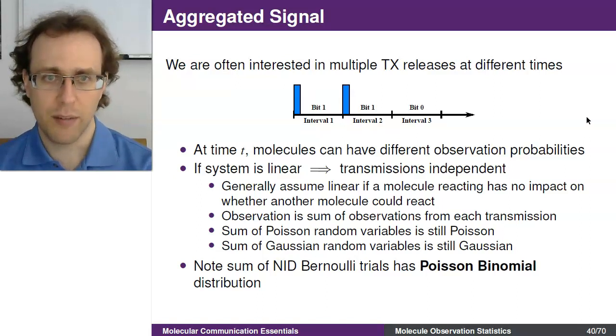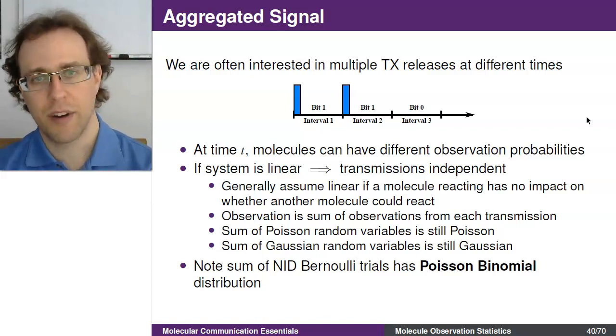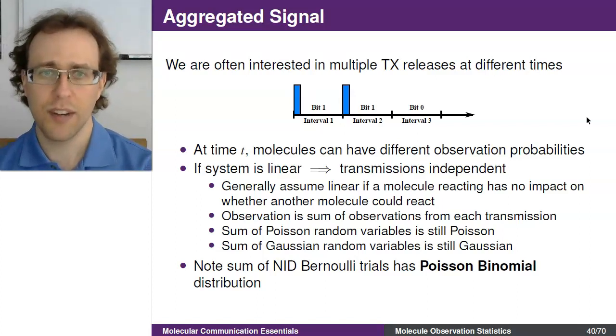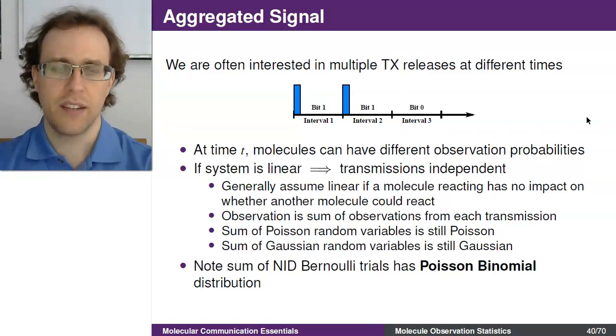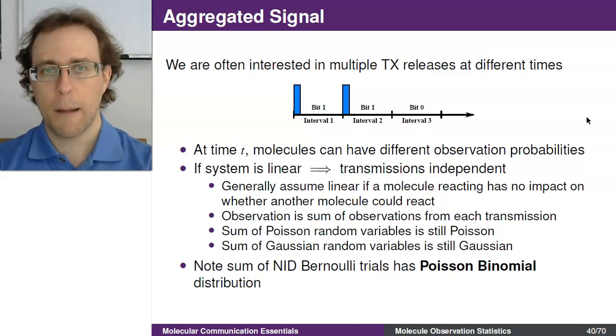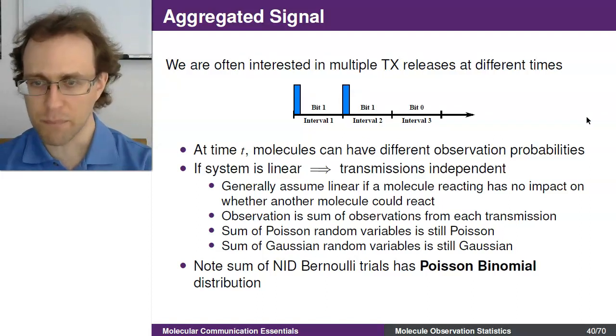And then because of that, we can use the statistics of the properties of particular random variables to apply it here. So the sum of Poisson random variables is still going to be Poisson. The sum of Gaussian random variables is still Gaussian. So you can readily aggregate the statistics and determine the PDF of the number of observed molecules.